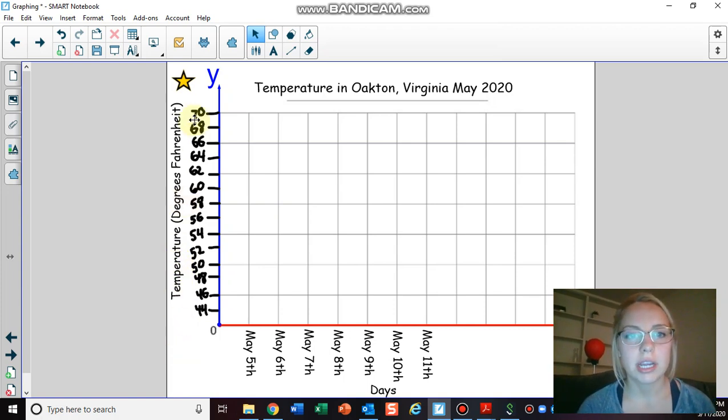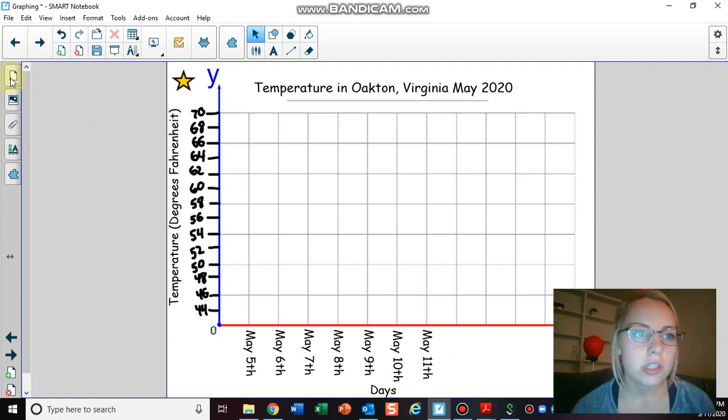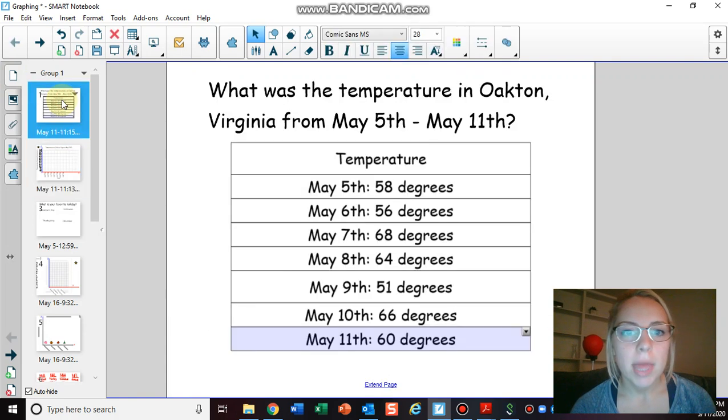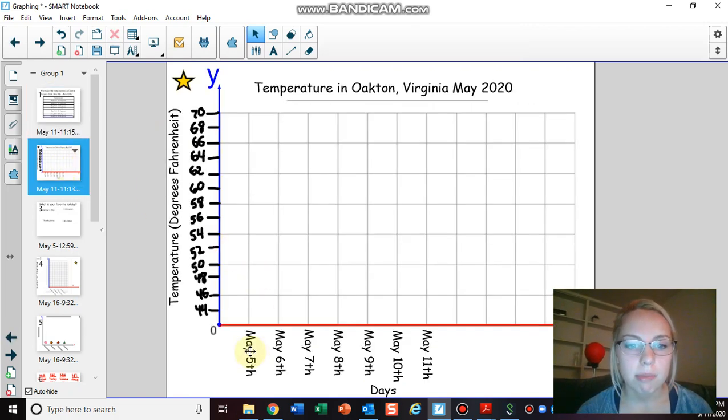So temperature in degrees Fahrenheit along the y-axis and our days along the x-axis. Now all we have to do is, just like for a bar or picture graph, go back to the data chart to get our data points. Now, the temperature that we want to record on our line graph for May 5th is 58 degrees. So let's go back to May 5th.